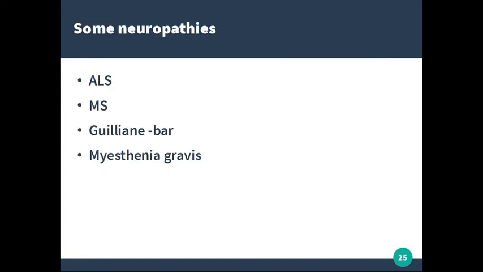So, going on to neuropathies. What are neuropathies? Some neuropathies, for example, we're going to look at now include ALS, MS, Guillain-Barre, myasthenia gravis. Again, in all of these cases, we have to always ask ourselves, okay, what is the problem? Is there a neurological problem? Yes or no? Where is the problem? Okay? And how are we going to investigate and treat the problem?